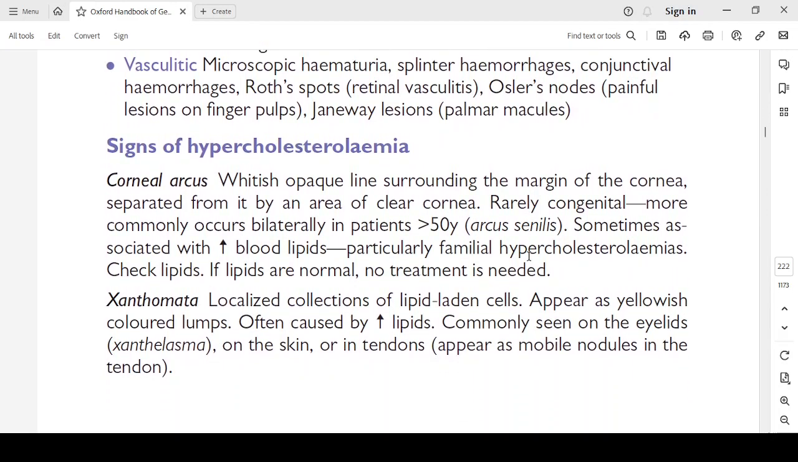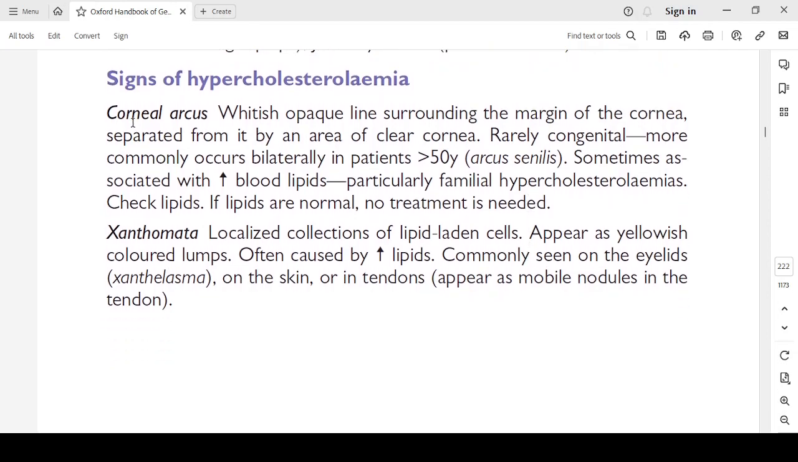Signs of hypercholesterolemia. Corneal arcus, a whitish opaque line surrounding the margin of the cornea, separated from it by an area of clear cornea. Rarely congenital, more commonly occurs bilaterally in patients more than 50 years of age, and is called arcus senilis, sometimes associated with increased blood lipids, particularly in familial hypercholesterolemias. Check the lipids. If lipids are normal, no treatment is needed.